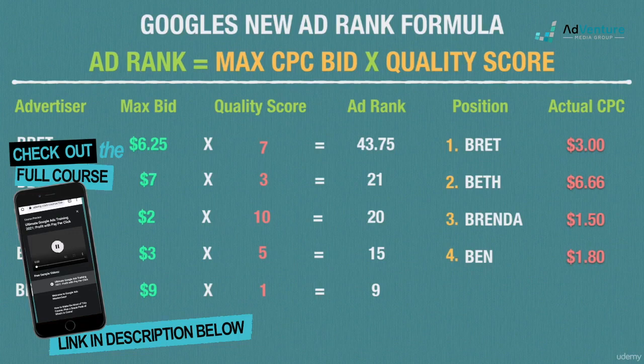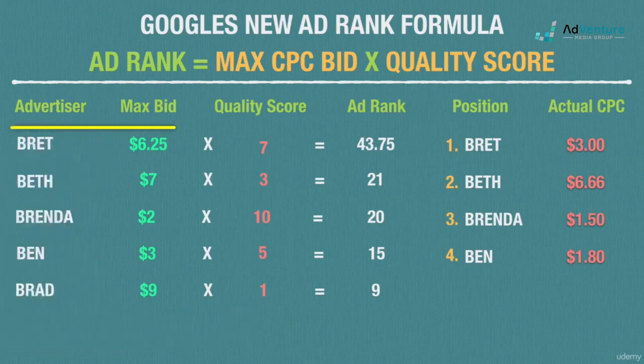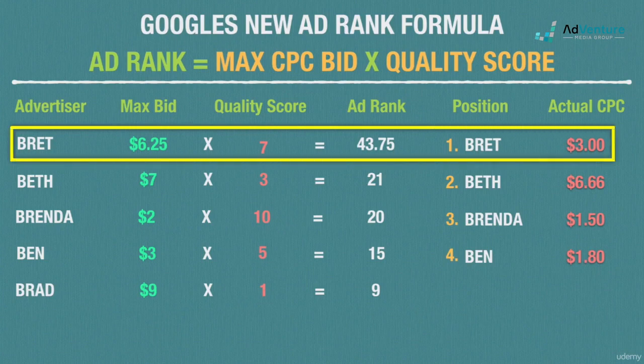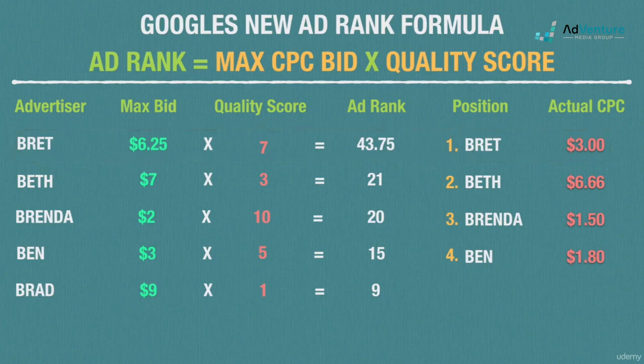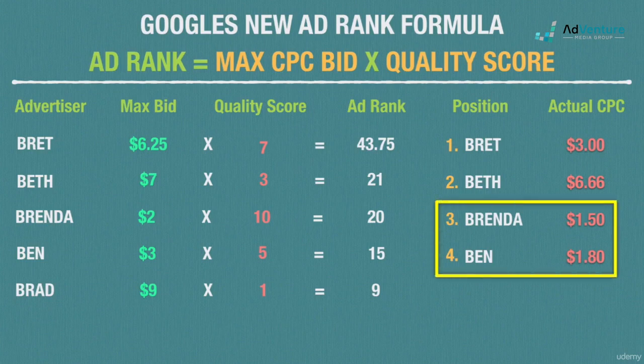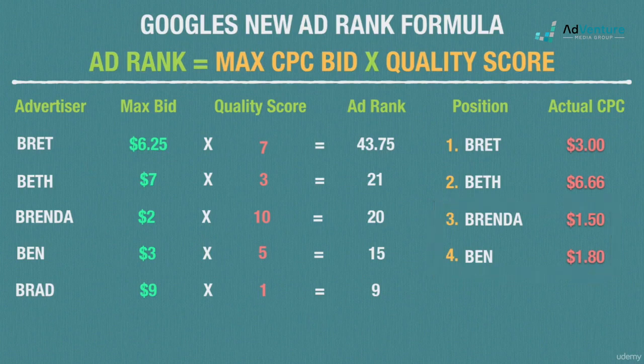But let's take a look here and we could see some really interesting things. The first thing you probably noticed is that the number 1 spot on the page isn't paying the most for a click. Brett's paying just $3 for a click in position 1, which is more than half the click price Beth has to pay to remain in position 2. And that's purely because of Brett's higher quality score. We see a similar thing down below with Brenda and Ben, but just with less disparity between their actual CPCs. So we see what a huge role your keyword level quality score actually plays in determining how much you end up paying for an ad click.